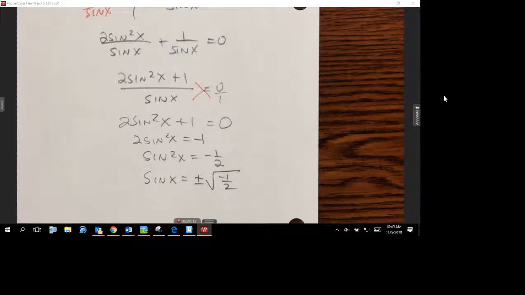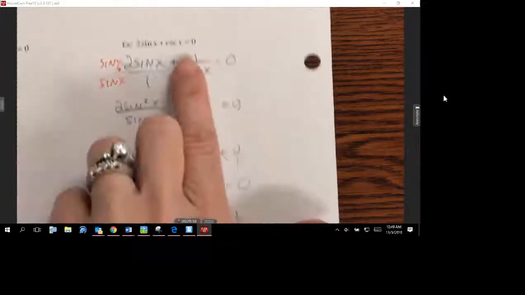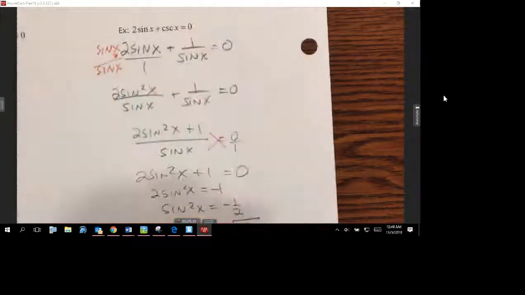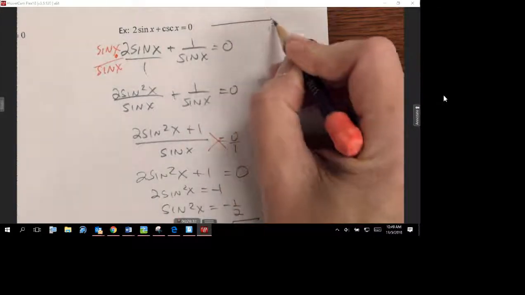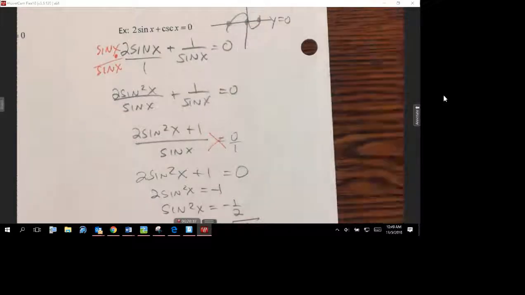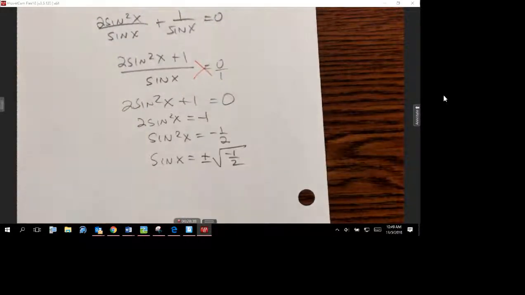Okay. If we were looking at this on the graph, where it equals 0, what part of the graph would we be looking at for the solutions? Right, the x-intercepts, because we're looking at where y equals 0, where it crosses. What does it mean if it's imaginary? It means it doesn't cross the x-axis. So what's our answer? There's no solution. Let's check and make sure, though.